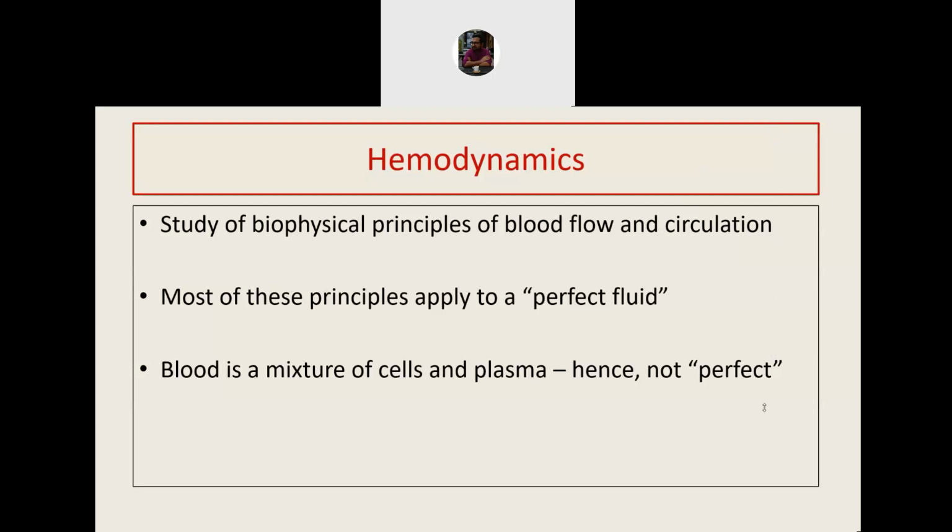The formulae of hemodynamics cannot be strictly applied to blood because blood is neither a perfect fluid nor a perfectly Newtonian fluid. But it can be approximated to a Newtonian fluid in most of the situations, and therefore most physical principles of fluid dynamics apply to hemodynamics.